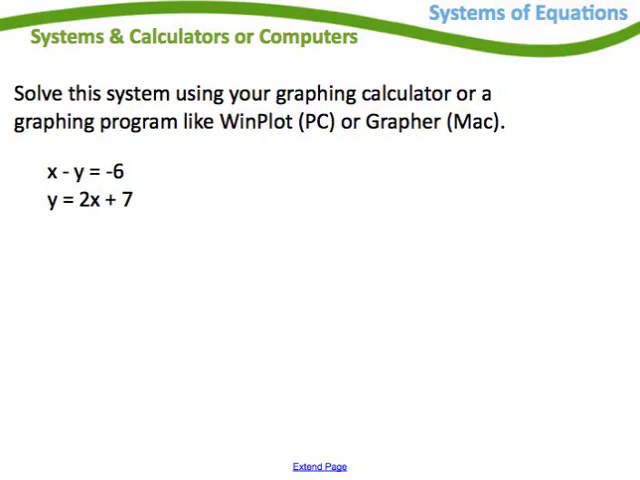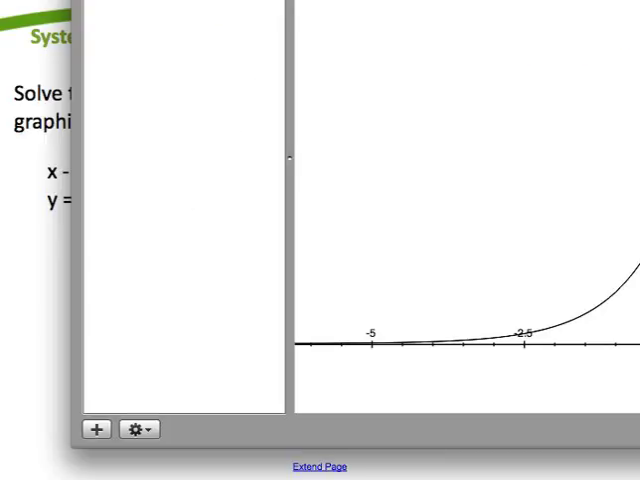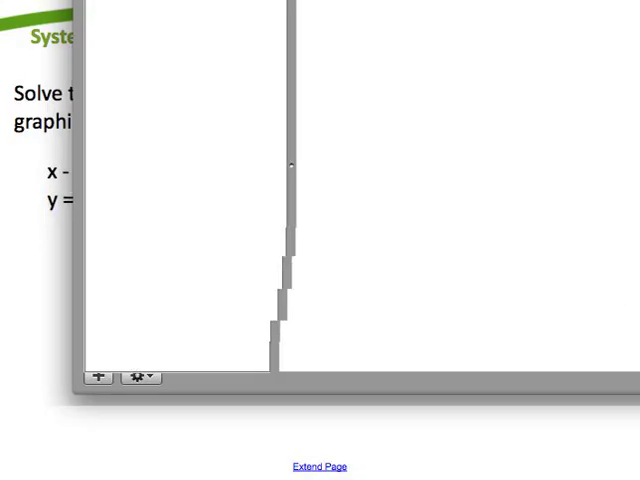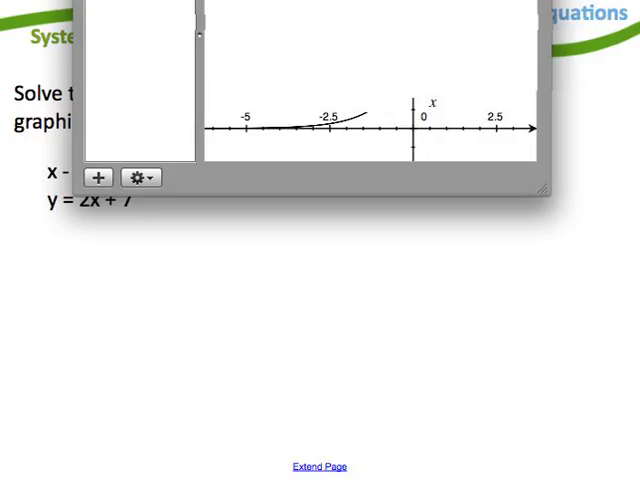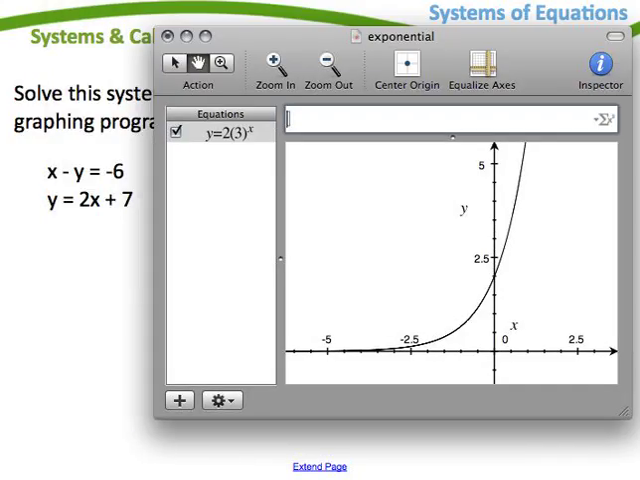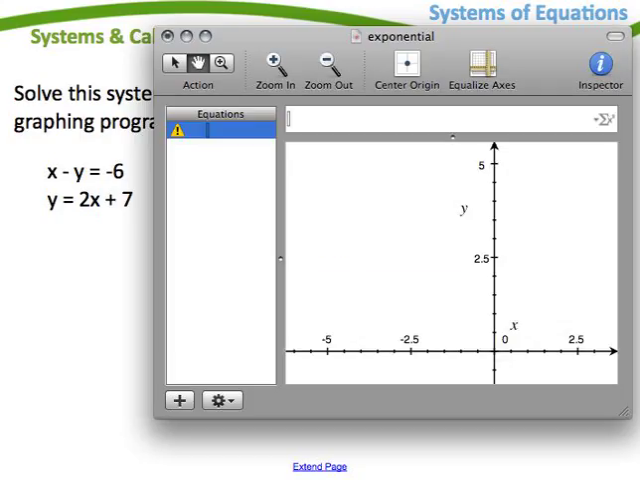Okay, let's try another way. Another thing you can do is pull out your graphing calculator, or on the PC there's a free program called WinPlot. On the Macintosh there's a program called Grapher. Let me fire Grapher up. Oh, here it is right here. Let me get rid of that equation. Hopefully you can see that. Let me make it a bit smaller. There. Okay, so there you can see that. How do I get rid of that graph?